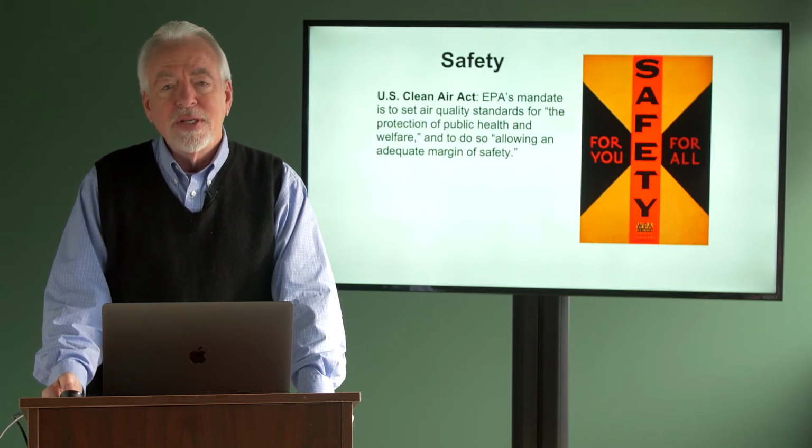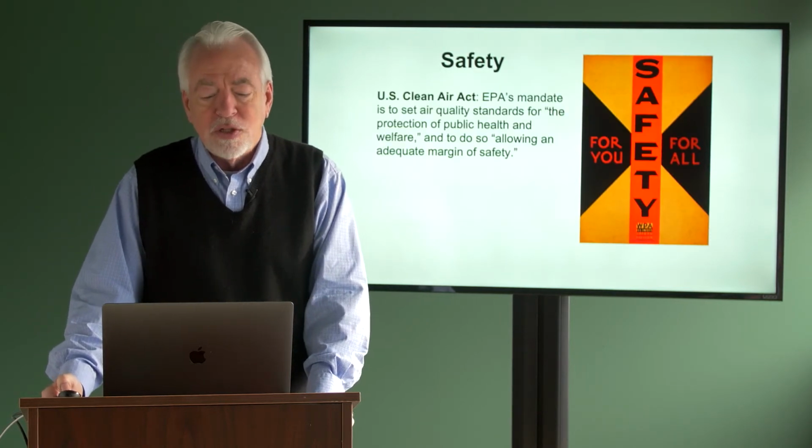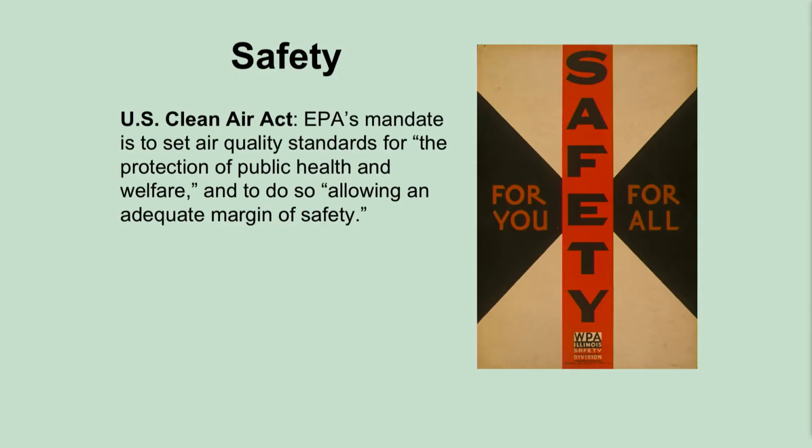The safety criterion is the one that's used in most environmental policy, including the U.S. Clean Air Act, which mandates that the EPA should set air quality standards for the protection of public health and welfare, and to do so allowing an adequate margin of safety. U.S. climate policy takes place under the rubric of that Clean Air Act since the Supreme Court's historic 2007 decision in the case of Massachusetts et al. versus EPA, in which it ruled that the EPA has the mandate to regulate carbon dioxide emissions under the terms of the Clean Air Act. That is to say, on the basis of safety.